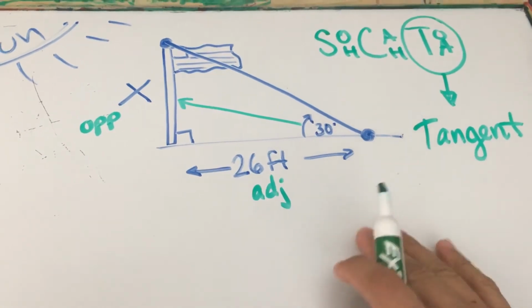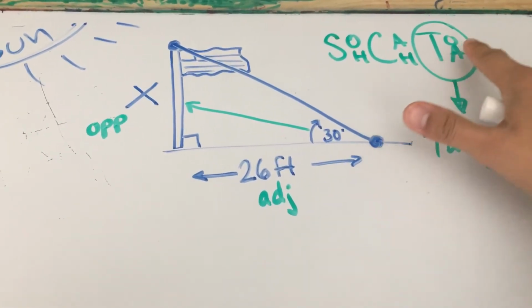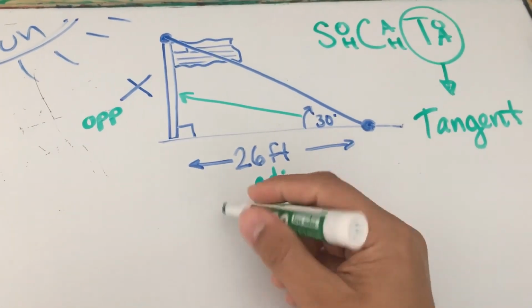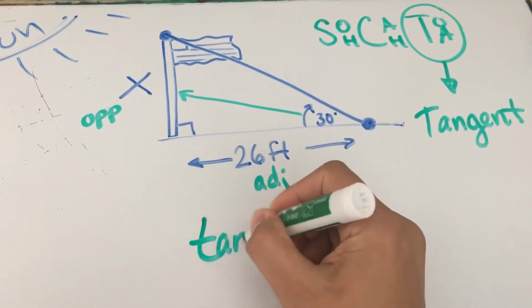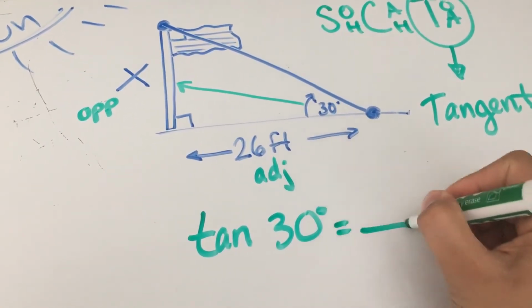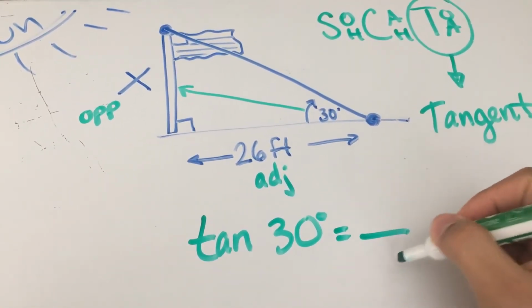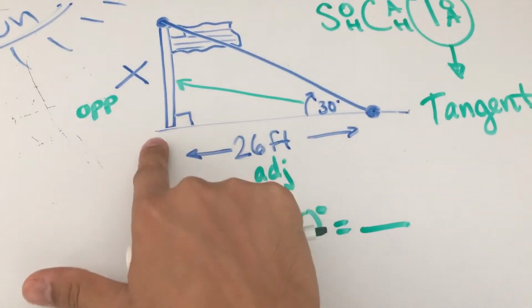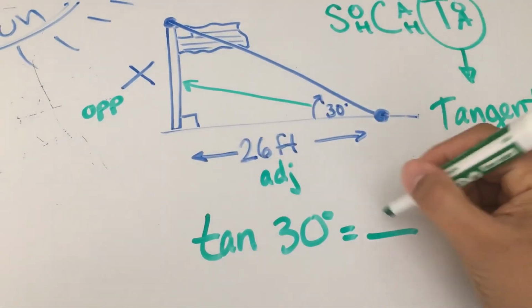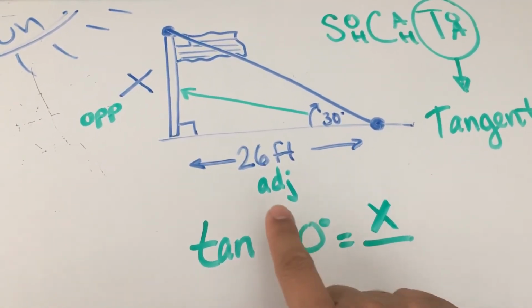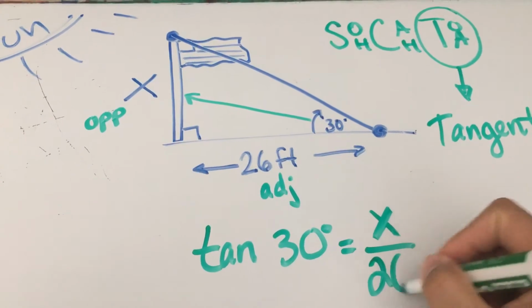So let's go ahead and set it up. It's going to be tangent of our angle is equal to our opposite over adjacent. So let me go ahead and write this out. The tangent of my angle, which is 30 degrees, is going to be equal to the opposite over adjacent. Opposite on top. What's our opposite side? X. Divided by the adjacent. The adjacent side is 26 feet.